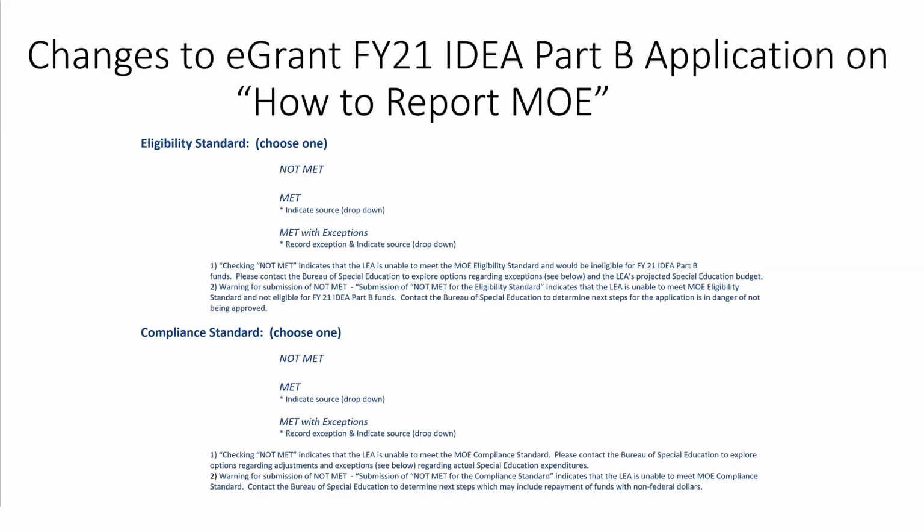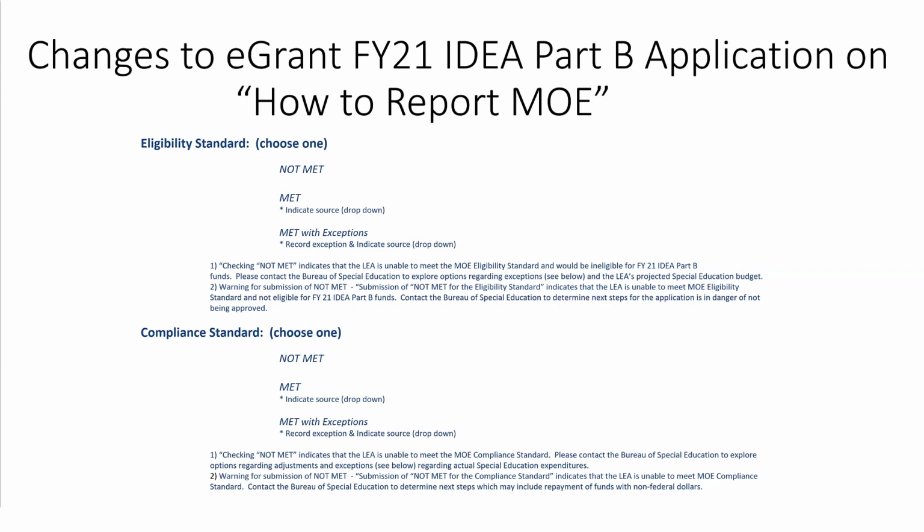By checking not met, there's a warning there. It indicates the LEA is unable to meet the MOE compliance standard. You need to contact the Bureau of Special Ed to explore options regarding adjustments and exceptions regarding actual special education expenditures. Once again, you can submit the application and there'll be a warning that comes to you. That submission of not met for compliance standard indicates the LEA is unable to meet the MOE compliance. Contact the Bureau of Special Education to determine next steps, which may include repayment of federal, non-federal dollars.